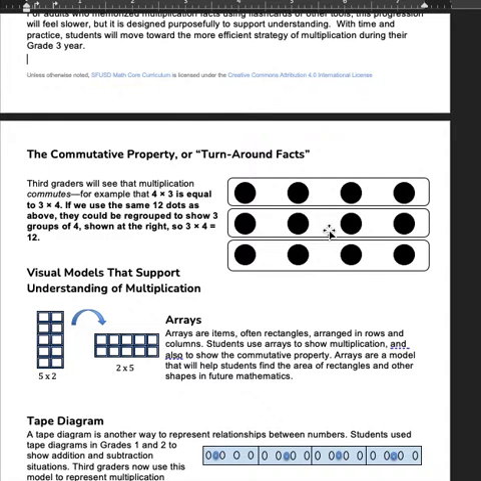Using things like the commutative property will help them out, though. So 4 times 3 equals 3 times 4, and it gives you the same total. So if you're just looking for the answer, the product, the total, it gives you the same total. But this is a representation of 3 times 4 instead of 4 times 3.